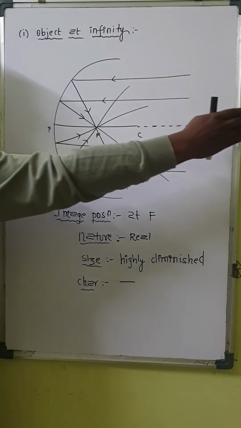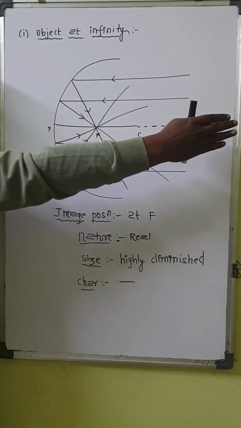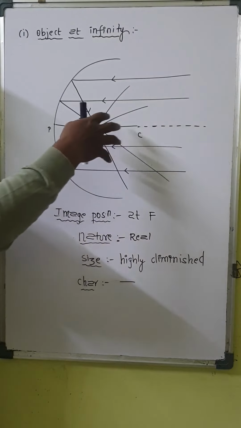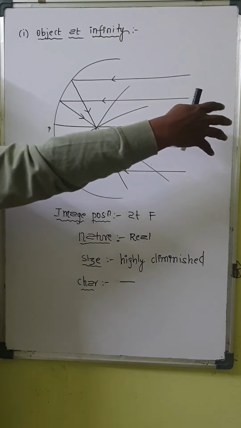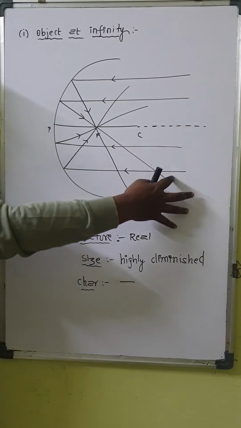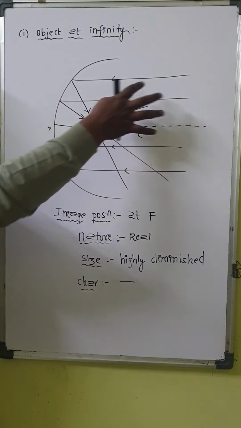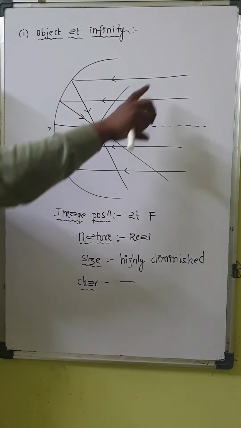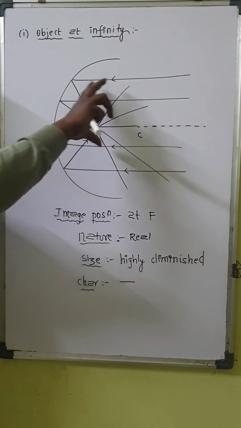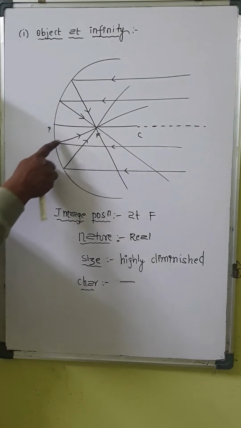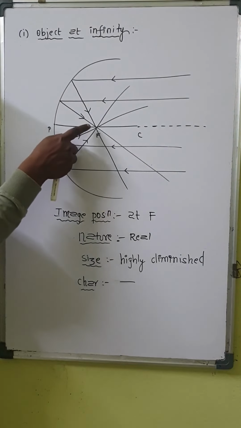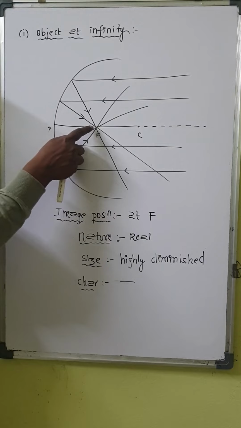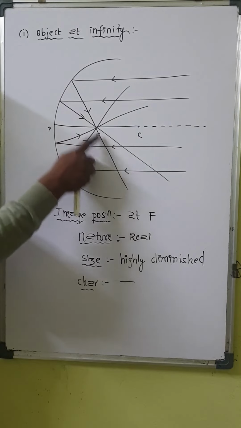Now when an object is very far from the mirror, what kind of light rays will come from the object? The light rays that come from the object are a parallel beam of light rays. A parallel beam of light rays are coming from the object and fall on the mirror. When this parallel beam of light rays falls on the mirror, they get reflected, and all the reflected rays are converging at a point and diverging from this point.